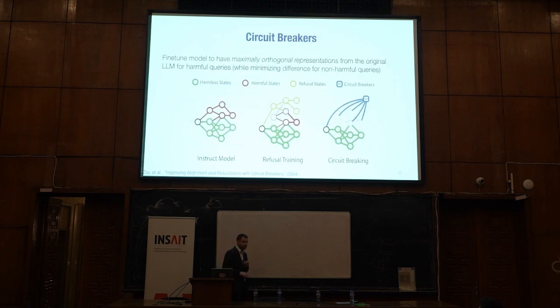The last technique that we have is one called circuit breaking. And this is an even more interesting, I think, more clever idea. The idea here is that not only can we monitor the patterns that we experience when we have harmful information, we can also retrain the model to be maximally confused in those states, is the way I would describe it.